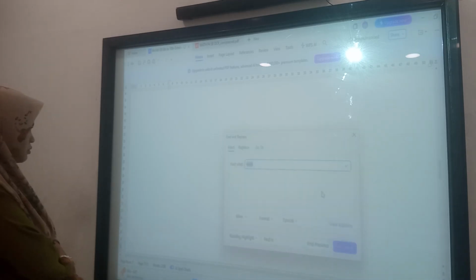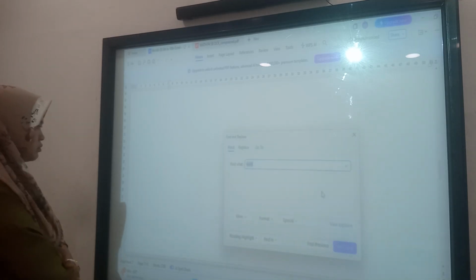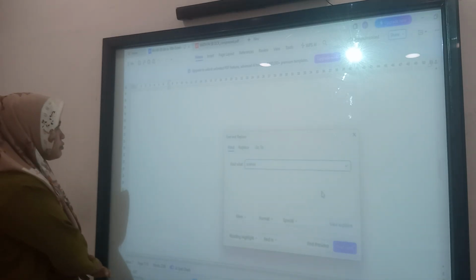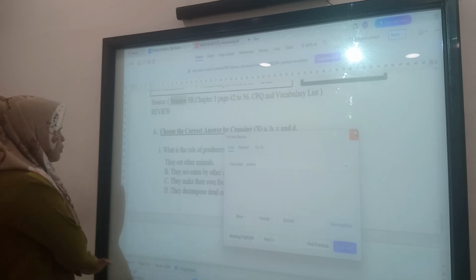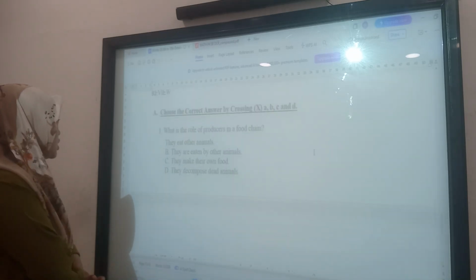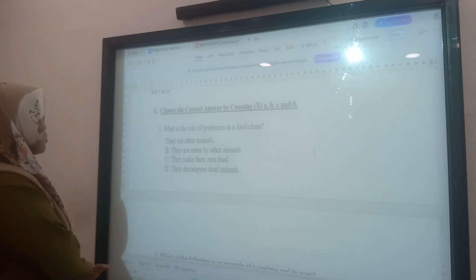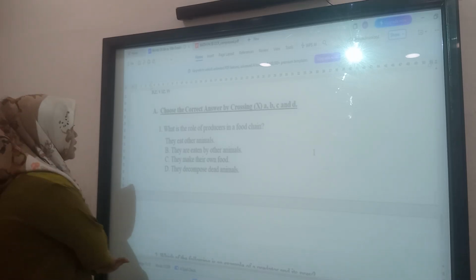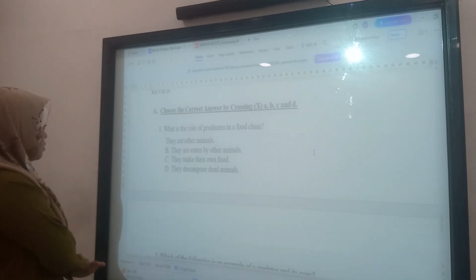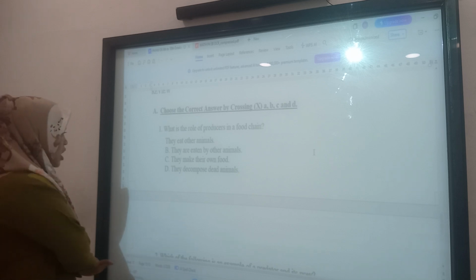Okay, now we move to science. Number 1. What is the role of a producer in a food chain? The answer is C, they make their own food.